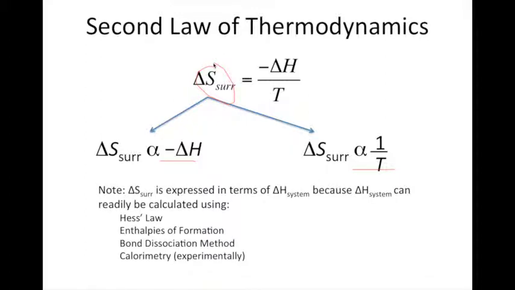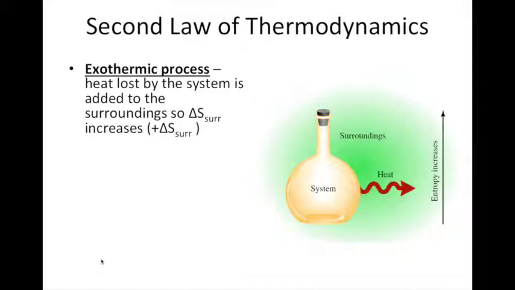Now we like to express the entropy of the surroundings in terms of enthalpy of the system because we know how to calculate the enthalpy of the system. We can use various methods like Hess's law, enthalpies of formation, etc., to calculate the enthalpy. So we can calculate that readily if we needed to. So let's explore this a little bit more. How is the entropy of the surroundings related to the enthalpy of the system? Well, it depends on whether it's exothermic or endothermic. We know that in an exothermic process, heat is lost by the system, and of course it's transferred to the surroundings.